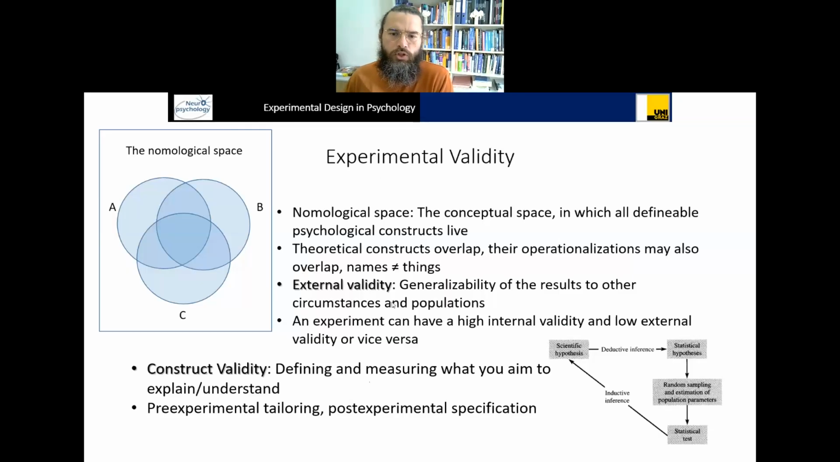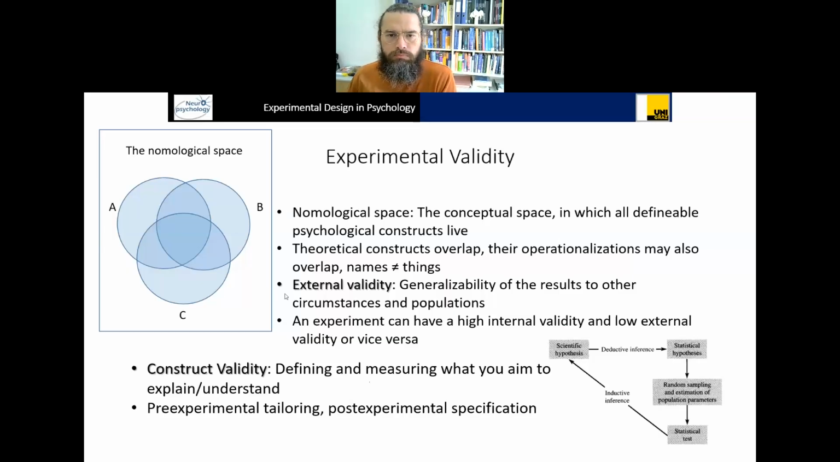And yeah, the so-called external validity is about the generalizability of results to further circumstances and populations. Different experiments may have a high internal and low external validity, or vice versa.